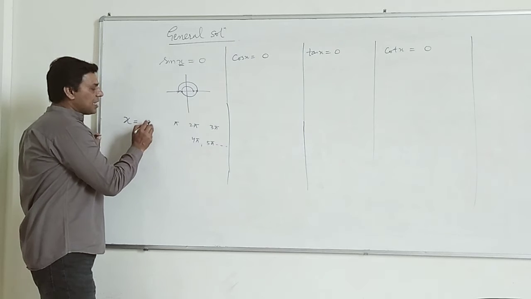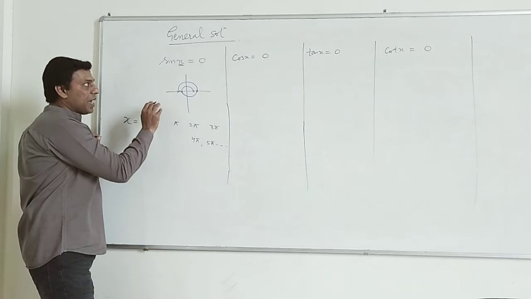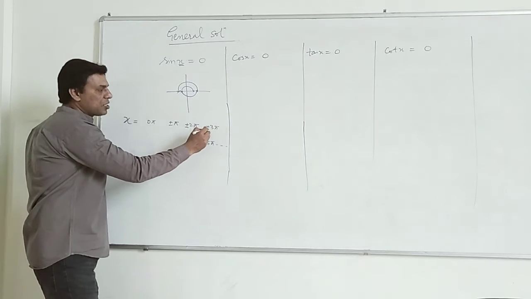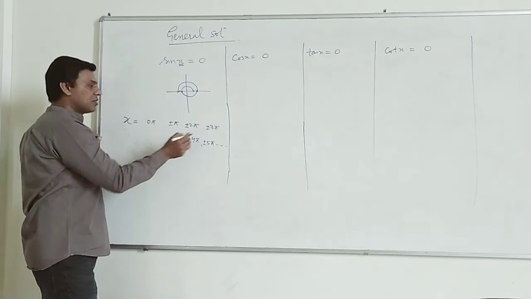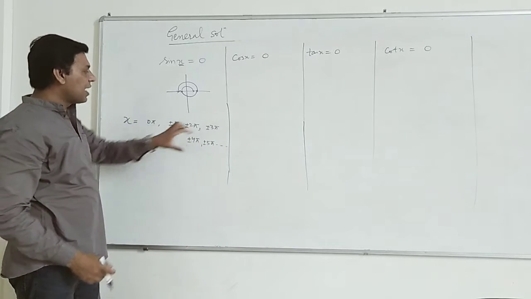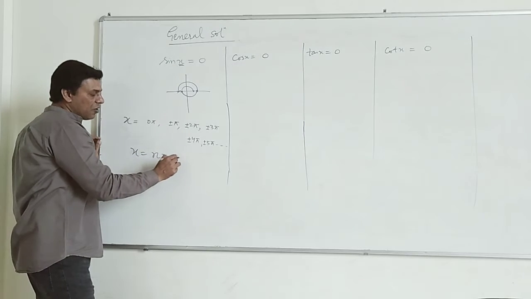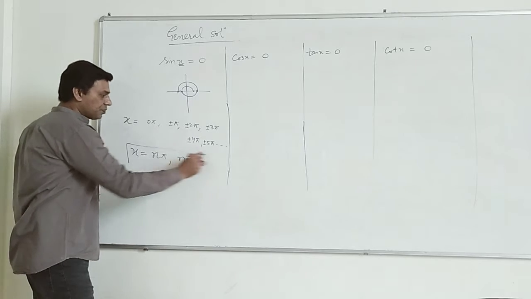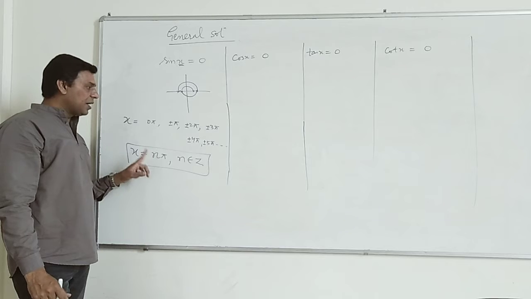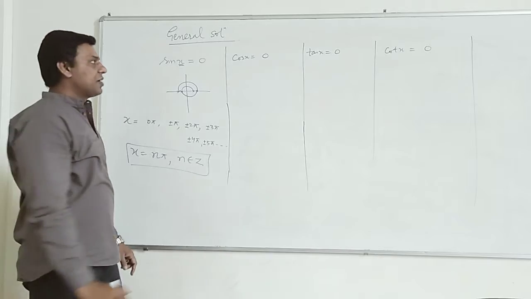So 0 can be written as 0 pi. And remember, in the anticlockwise direction also, plus pi and minus pi are both solutions of this trigonometric equation. Similarly, plus minus 2 pi, plus minus 3 pi, plus minus 4 pi and so on. So these all are solutions. I can write the solution in this way: x is equal to n pi, where n is an integer. It means if I put n equal to any integer, suppose 1 pi, 2 pi, 3 pi, this is the general solution of this trigonometric equation.